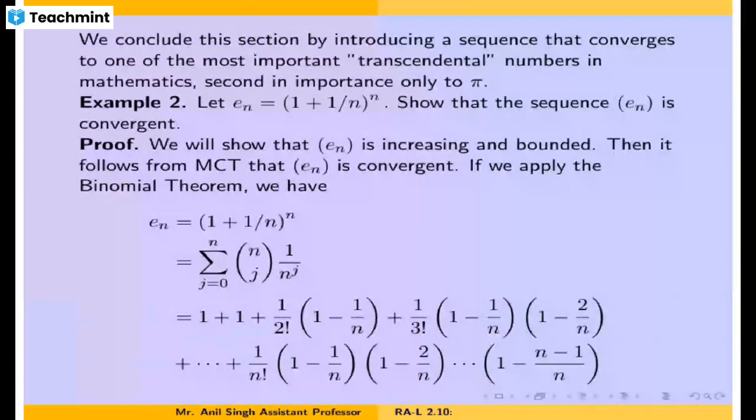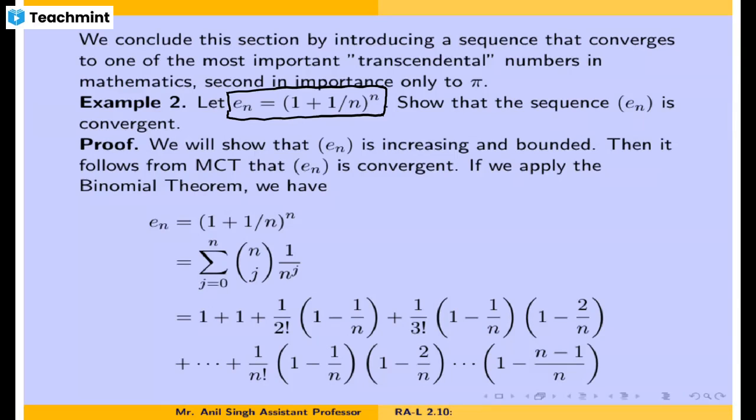Next example, we consider a sequence defined by this relation, En equals 1 plus 1 by n whole power n, and we establish that this sequence is a convergent sequence, and again we will use the monotone convergence theorem here. Let us first see what these terms actually are. En is equal to 1 plus 1 by n to the power n. If I use the binomial expansion, I will get this equals the sum from j equals 0 to n, of the binomial coefficient n choose j, times 1 upon n to the j.